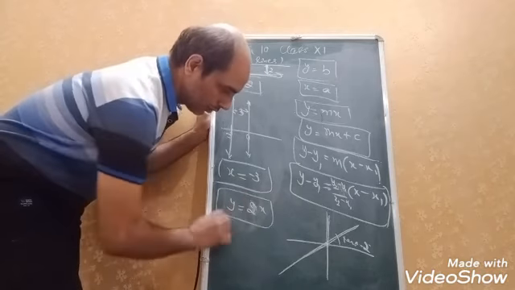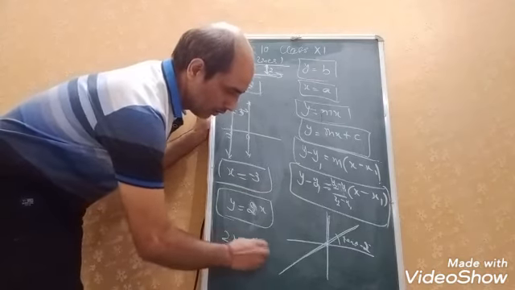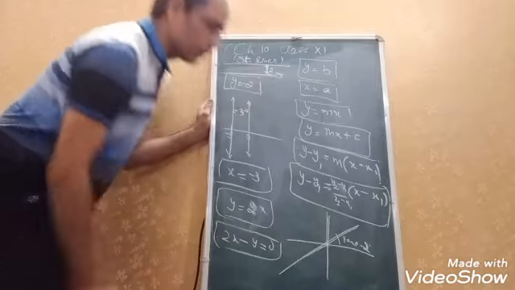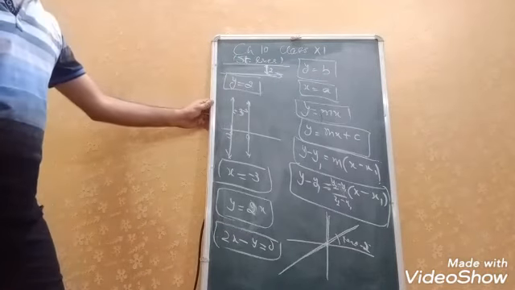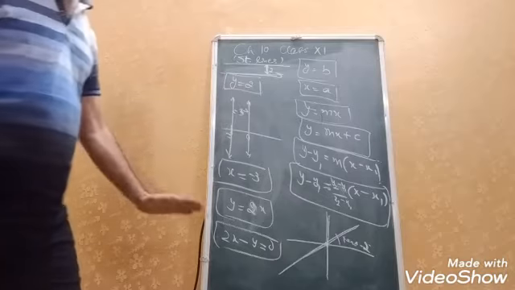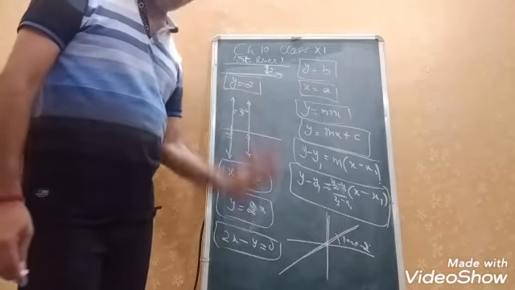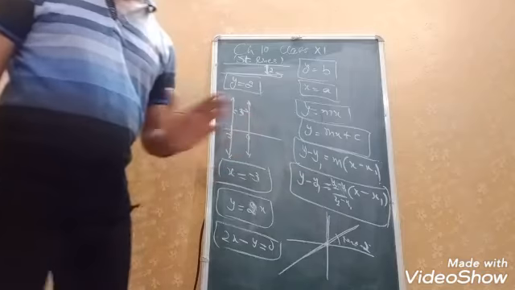So whenever you come across such lines, ax plus b equal to 0, a1x plus b1y equal to 0, such lines clearly target the origin, they always pass through the origin.